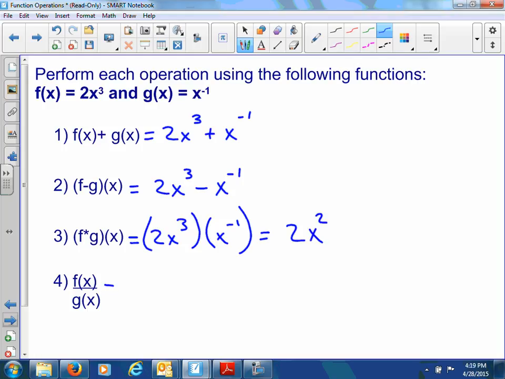When I'm dividing, I have 2x cubed over x to the negative 1. This can be simplified. Remember, when we're dividing, we subtract exponents. So it's 3 minus the negative 1, which becomes 2x to the 4.